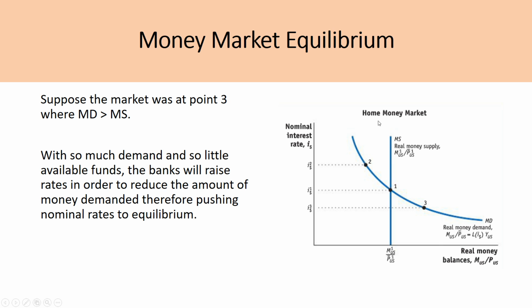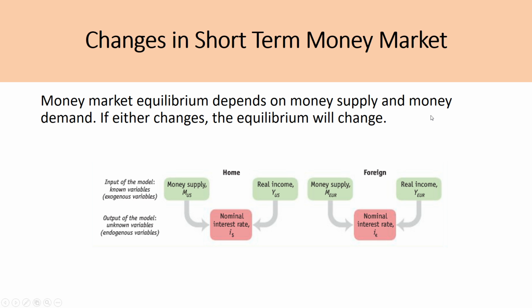So whenever you're looking at this adjustment process, think of it as a bank. You are the bank, and when money demand is less than money supply, you want to lower rates in order to incentivize people to increase money demand. And if money demand exceeds money supply, then you want to increase rates in order to reduce the amount of money demanded. Okay? So let's look at more short-term changes in the money market.